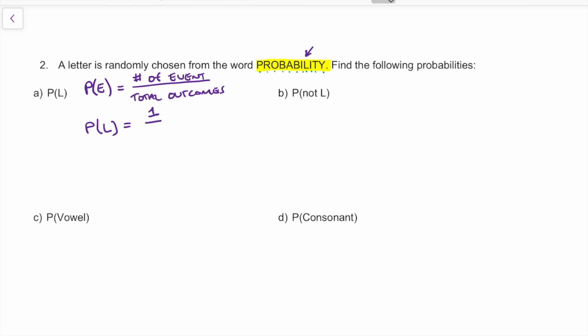So we go 1 over 11. Now we're just going to leave it there like that. We're not going to change it into decimals and percentages. We're just going to leave it as that fraction just to make things a bit easier for us for this example.